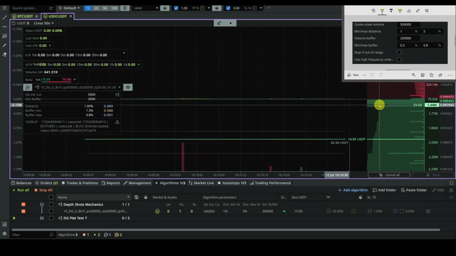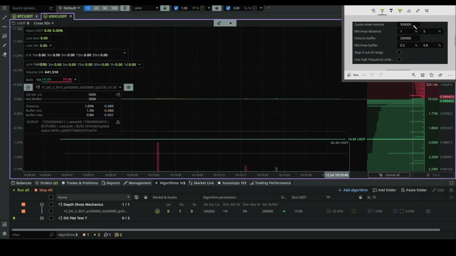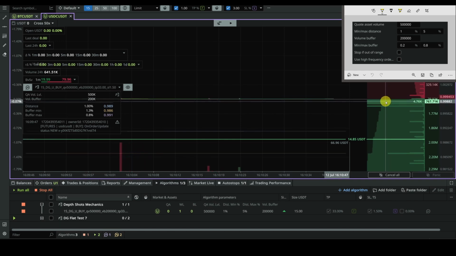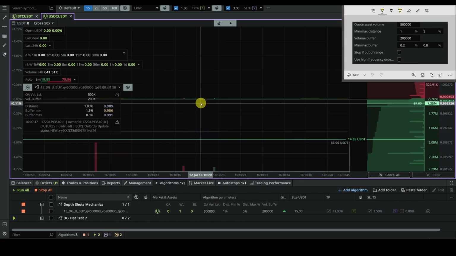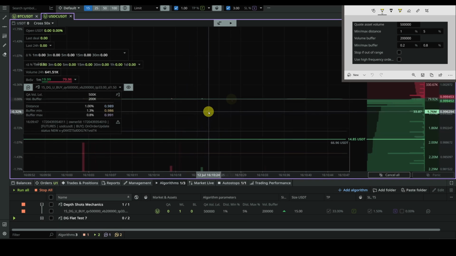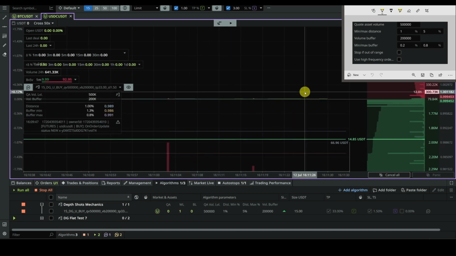It doesn't matter where, in this case, the 500K volume is. It's somewhere buried over here in this very dense order book. The order never goes below 1% distance from the price. All right. Now let's try and take it to the other limit.